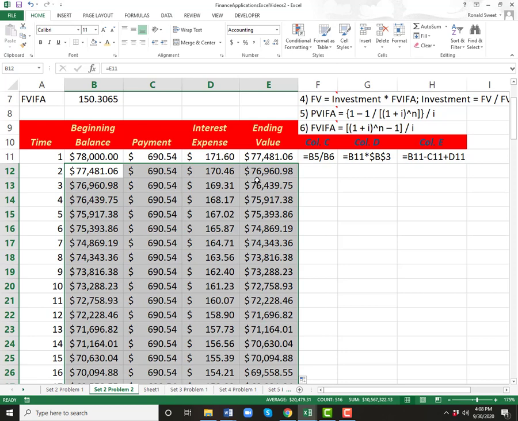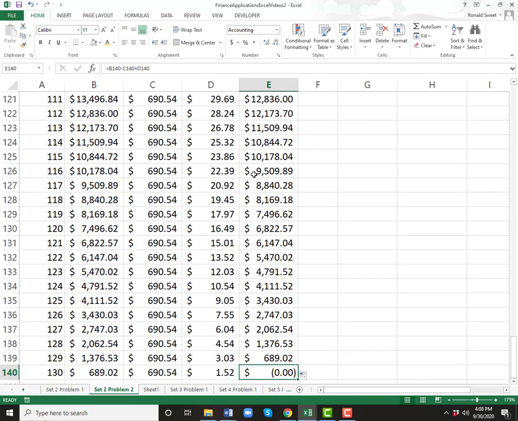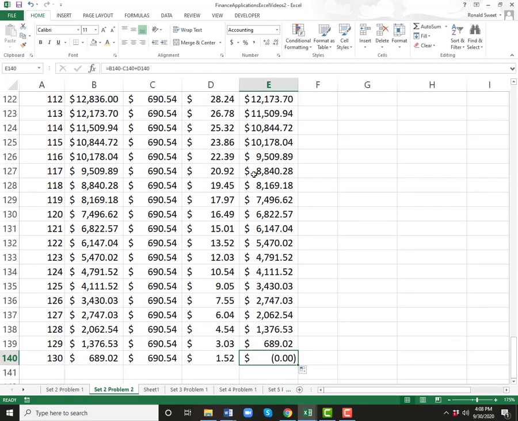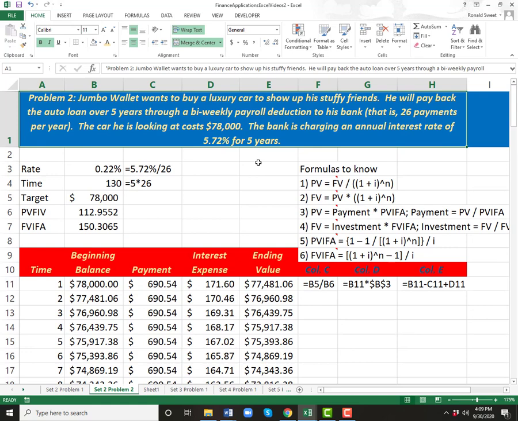So if you come over to E, hit your control button, leave it down, and hit your down arrow, you'll notice that the ending balance is zero. You notice it has parentheses there. It doesn't go exactly to zero. There's a little bit of a rounding problem, but it gets pretty close. So at the very, very end, we have no amount left. All right, so that's the answer to this one. If you got all that to work, you got the answer.